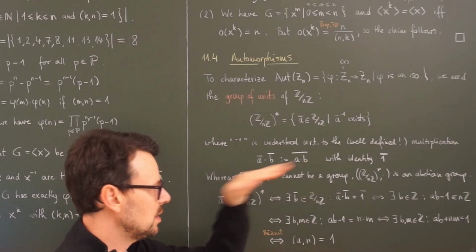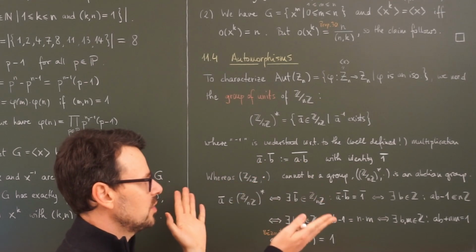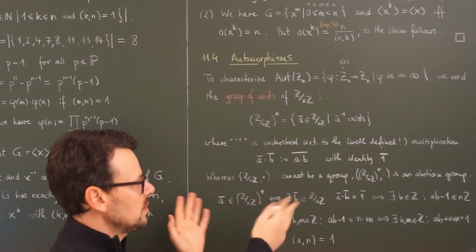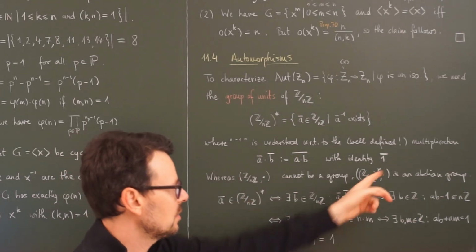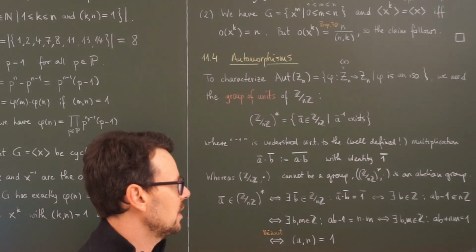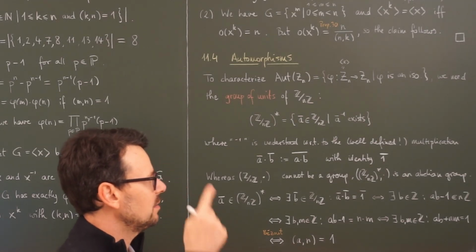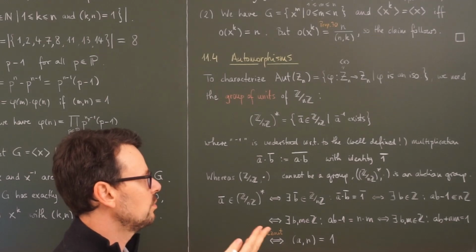And here, the identity clearly is 1 bar, because if I have 1 bar here, I end up with 1 times B and then residue class, so nothing changes. So 1 bar times B bar becomes B bar. So clearly 1 bar is the identity, but this in general is not a group.